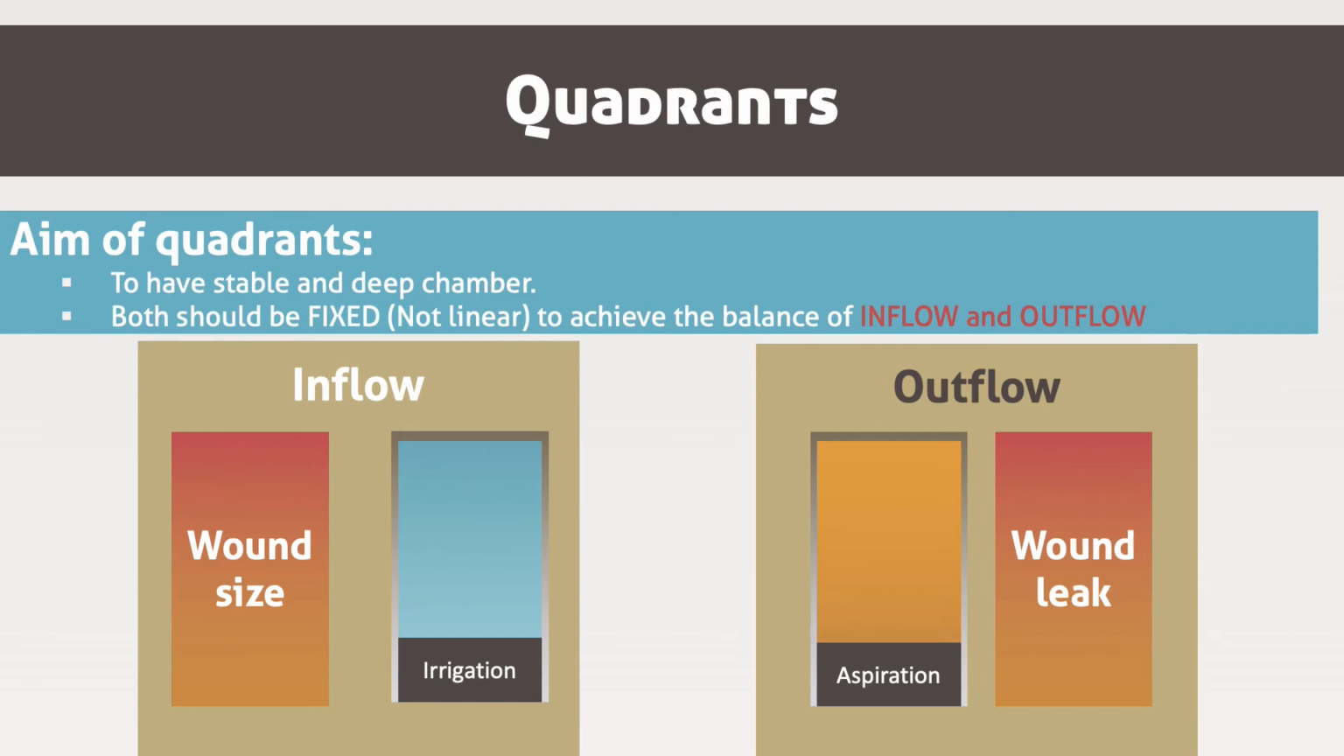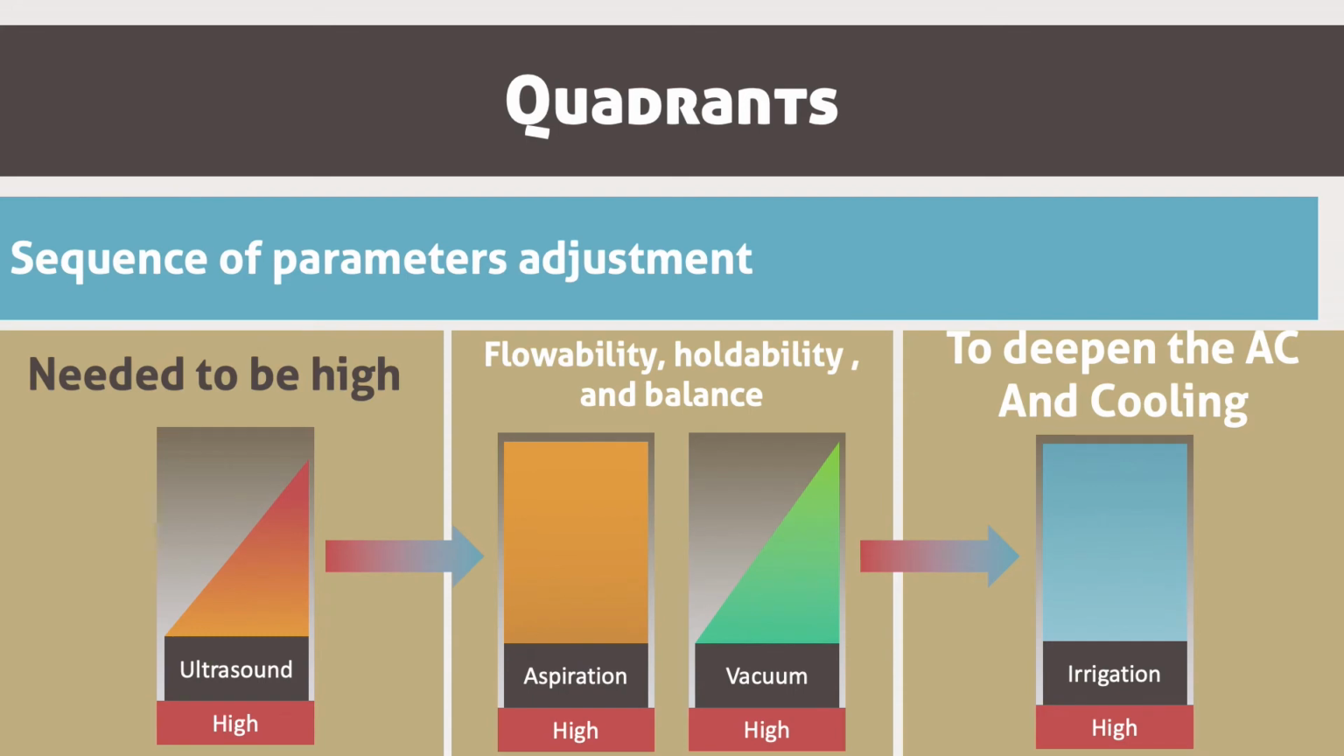So we have to achieve a balance between the inflow and outflow. So aspiration should be fixed but not linear to avoid turbulence. Also, we need a cooling current since we will use a high power during this step. So for the sequence of parameter adjustment, we need high power. High power can result in two things: heat production and repulsive movement.